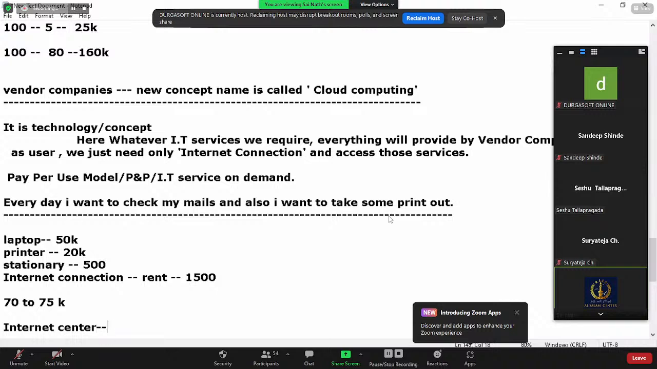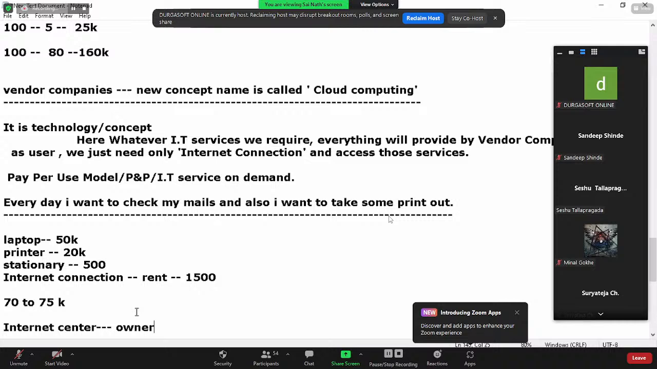Now tell me, in the internet center, who purchased all the systems? Owner. Yes or no? Who purchased the printer? Owner. Tell me. Who purchased the stationery? Who took the connection? Everything given by or maintained by whom here? Owner. As a user, simply I go there and access the services, how much services I require, and pay the amount and come back. If I'm using only 20 minutes, I have to pay 20 rupees. If I'm using 1 hour internet, I have to pay 30 rupees. Yes or no? Yes, sir. If I'm using 2 hours, I have to pay 100 rupees. Like that, how much services I'm using, for that service only I have to pay.